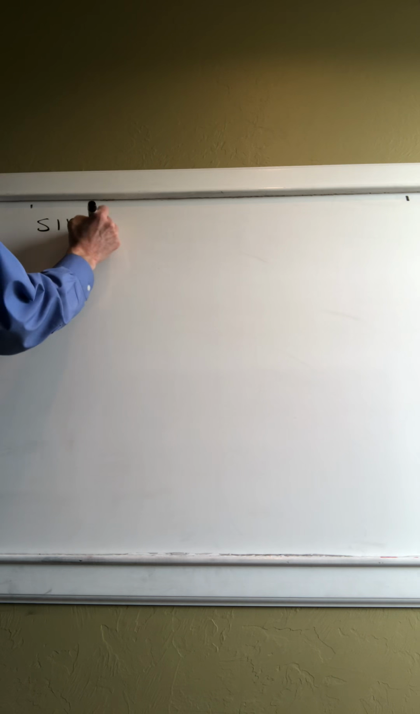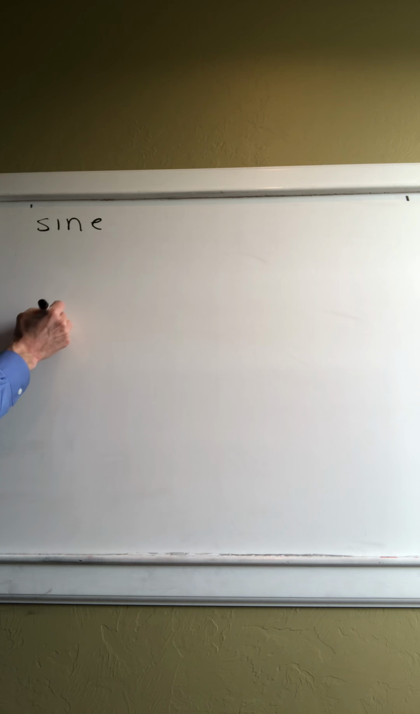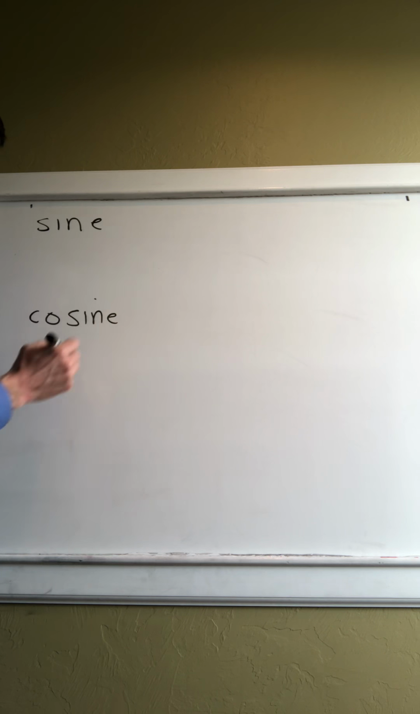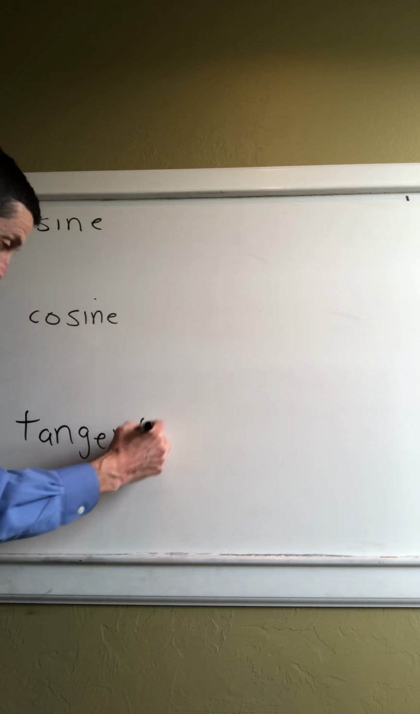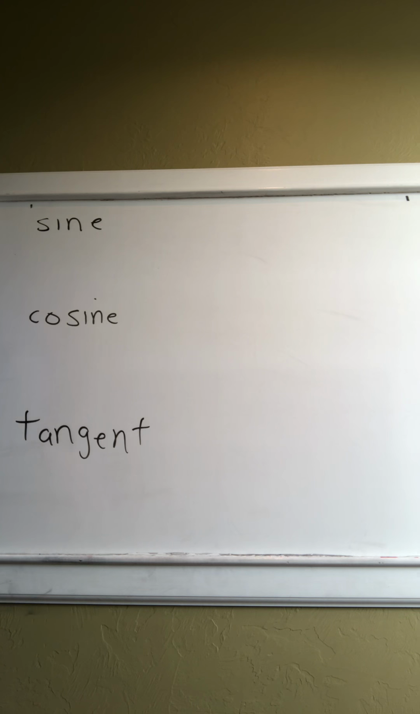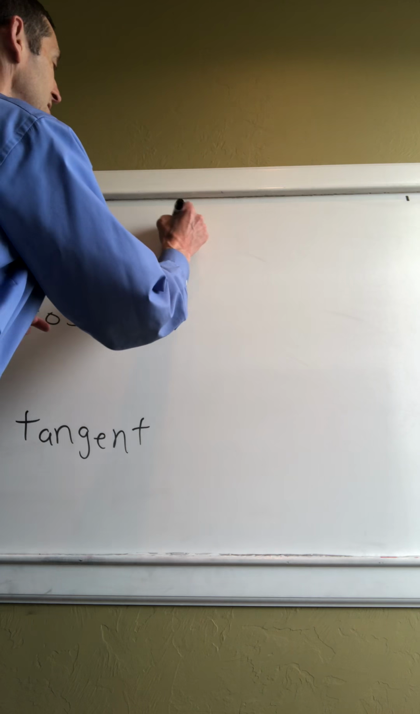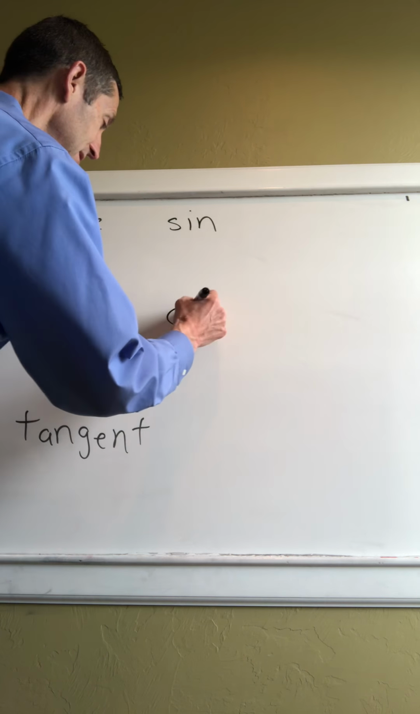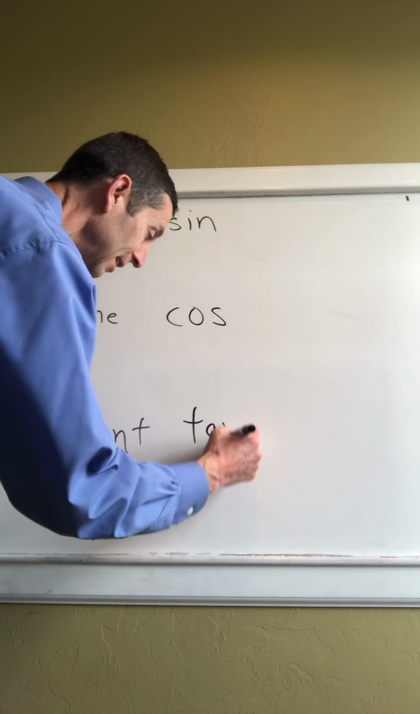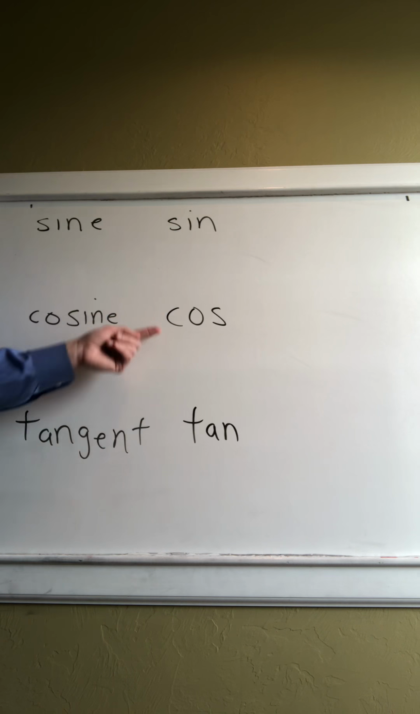All right, here we go. Our three trig ratios are called sine, cosine, and way down here is tangent. Sine, cosine, and tangent. Now, you'll never write these out. These never get written out. They're always abbreviated. So sine is always S-I-N. Cosine is C-O-S. Tangent is just tan. So sine, cosine, and tangent.